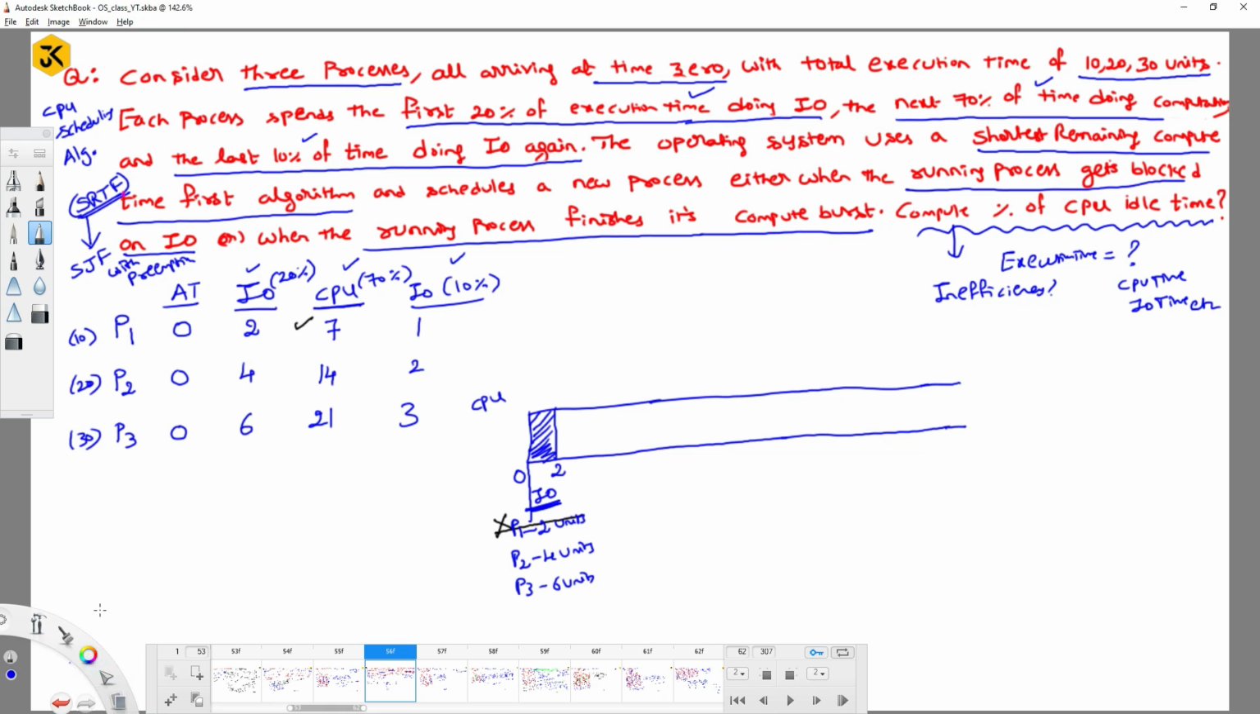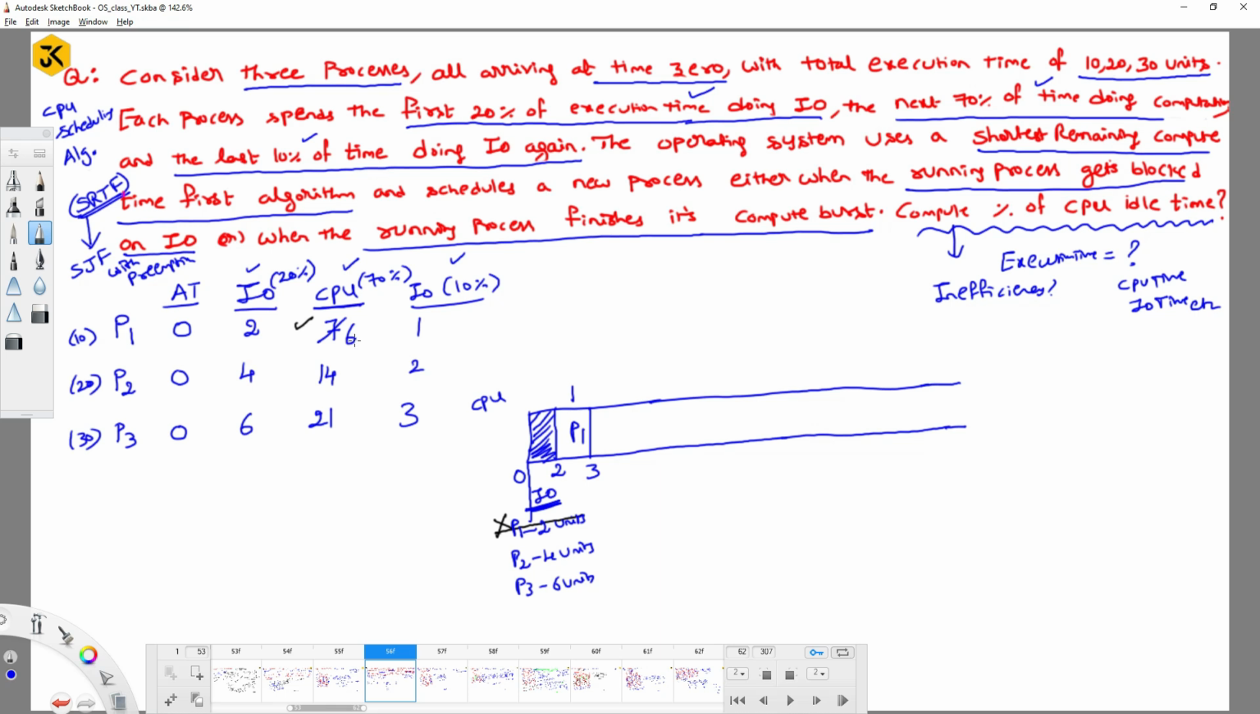Starts for execution, right? Which means P1 will get the chance for execution. I will allocate 1 unit of time and complete by 3. By the completion of 3 units, I am left with 1 more unit of CPU utilization, so it is left with what? 6 units.